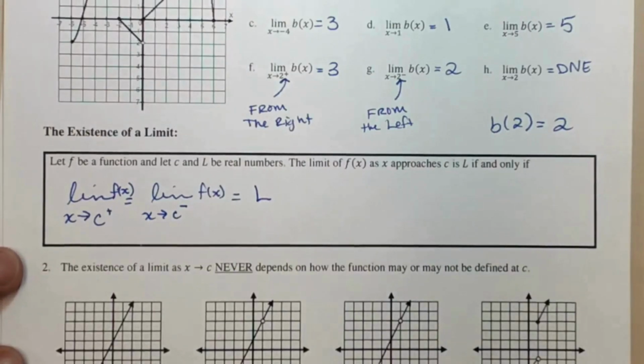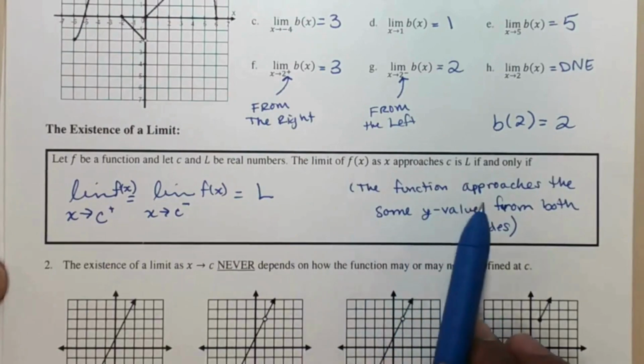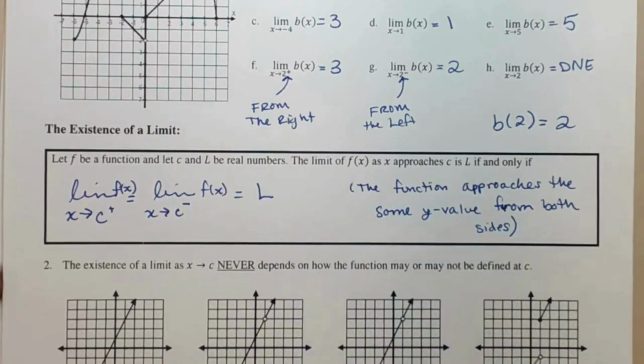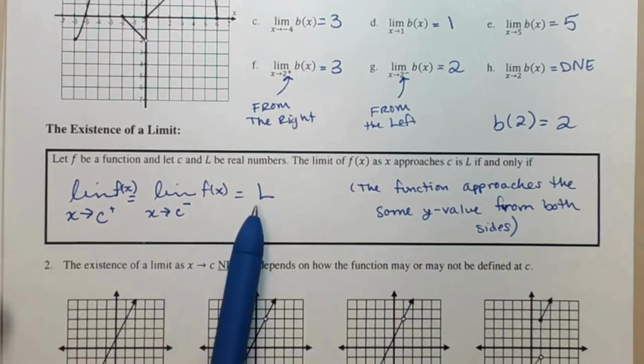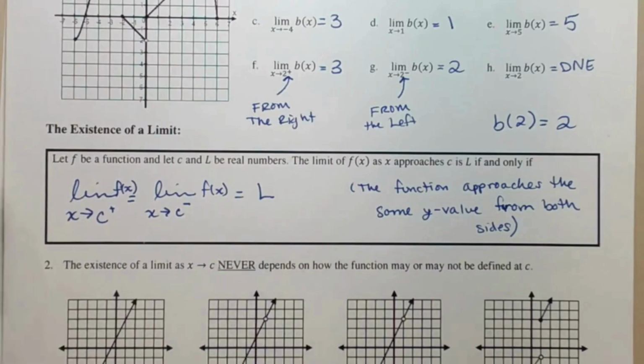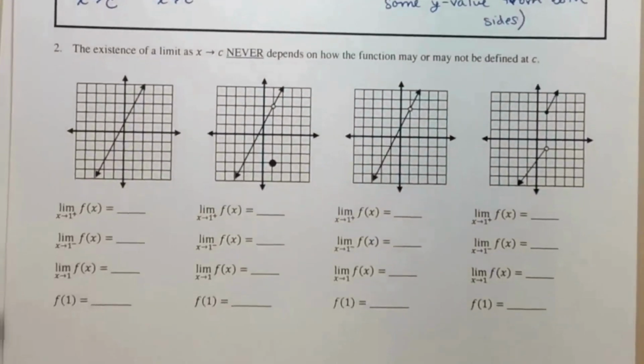Okay, so that's just using our notation. So putting this in words, we're just saying that the function approaches the same y value from both sides. So from the left, from the right, if it approaches the same number, then the limit exists. If it doesn't, then the limit does not exist. So let's look at some examples here.